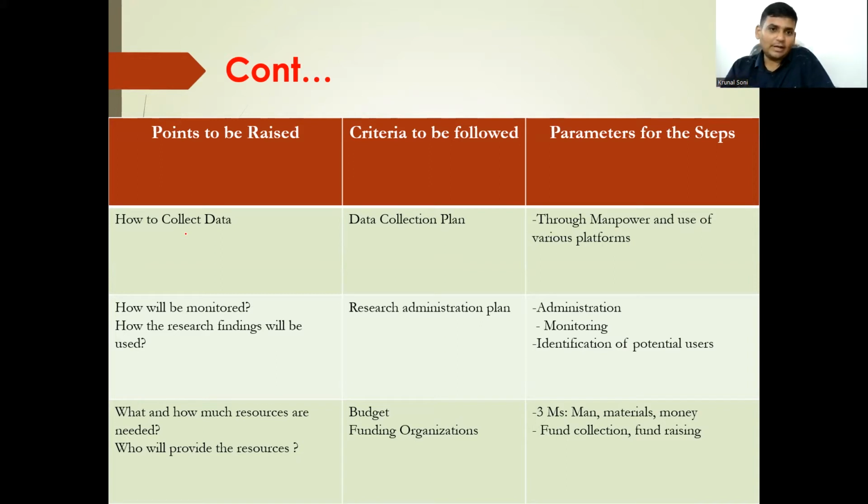So population data you will get from the population census, right? We have the latest population census, 2021. So you can use this data if your geographical region is pre-decided. Accordingly, you can bifurcate your sample size into different geographical regions by considering their populations. Okay. How will it be monitored and how will the research findings be used, right?